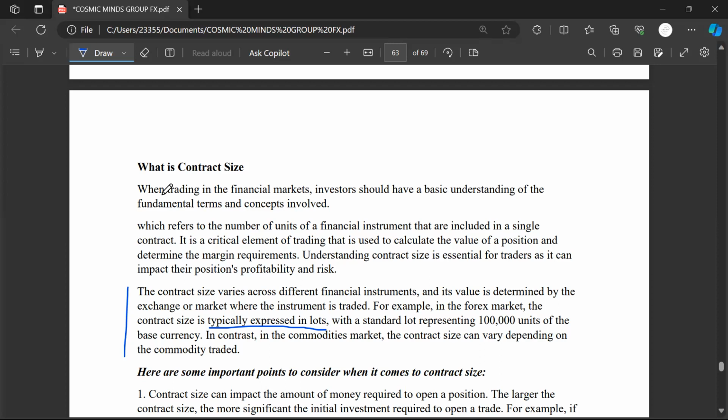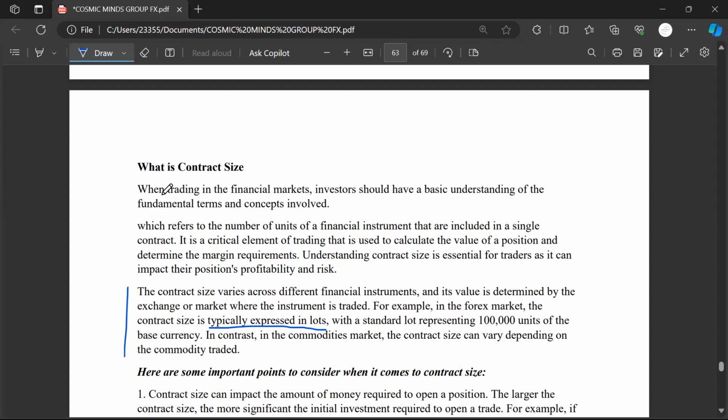With the standard lot representing 100,000 units of the base currency. We saw this, the base currency and then the quote currency. So if you have forgotten about this, just check the recent video, episode 13, and you will know what the base currency and the quote currency are, right? So the standard lot represents what? 100,000 units of the base currency.